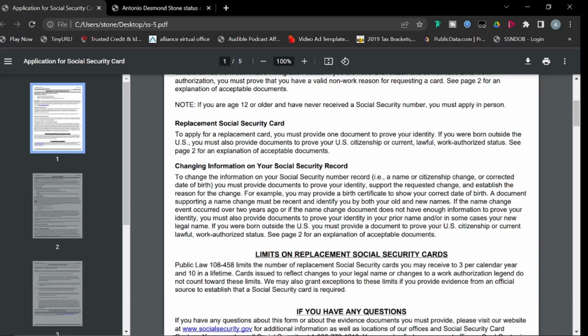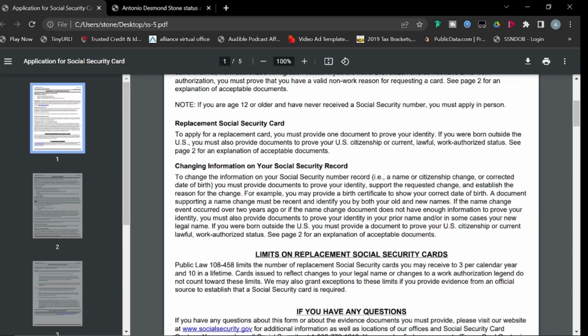So to change your information on your Social Security number record, you must provide documents to prove your identity, support the requested change, and we're going to go over this part right here, and establish the reason for the change. See, they're saying this right here in the paragraph. For example, you may provide a birth certificate to show your correct date of birth, a document supporting a name.